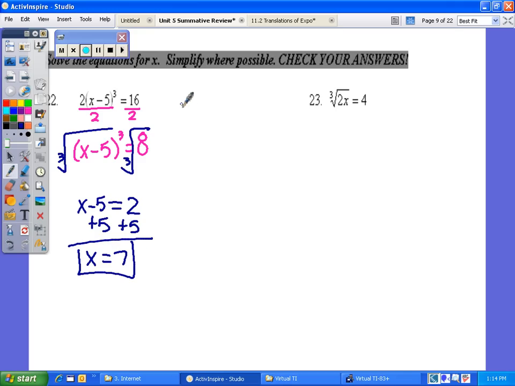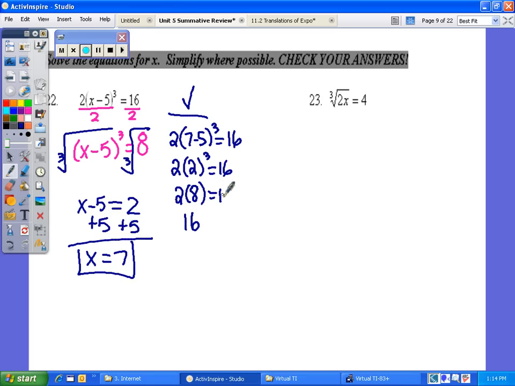Remember, you always have to check your work to make sure. So 2 times (7 − 5)³ is 2 times 2³. Remember, PEMDAS says do the exponent first, so 2 times 8 is 16, which is what we wanted to get all along.